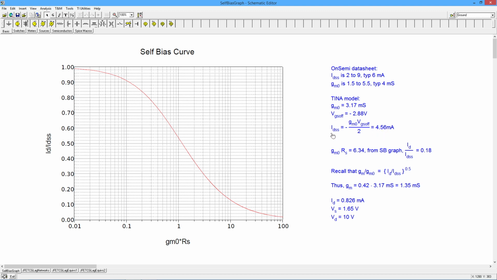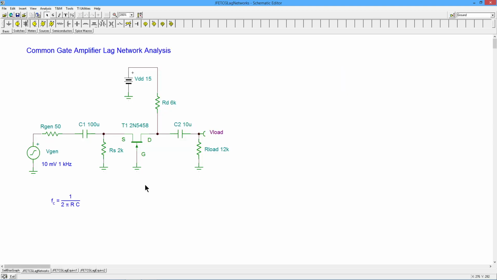Why did I want IDSS? Because ultimately I want to find the ID and gm values, and we're going to use a self-bias curve. Why am I using a self-bias curve? Because it's self-bias. So you notice right here at the source of the FET, there is this resistor RS going to ground. The gate of the FET is tied to ground. Consequently, the voltage across the gate source of the FET is the voltage across this resistor. And that's pretty much the definition of a self-bias, right? The current that flows through this resistor sets up a voltage, which is the bias voltage for the gate source. That's why it's called self-bias.